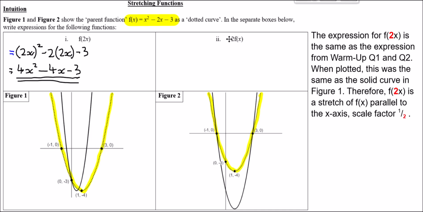Now let's think about part 2. We have 2 lots of f of x. So all we're doing here is we're taking what f of x is and multiplying it by 2. So all it means is it's 2 lots of what f of x is. So it's 2 lots of x squared, just expanding the brackets here. 2 lots of minus 2x is minus 4x. 2 lots of minus 3, which is minus 6.